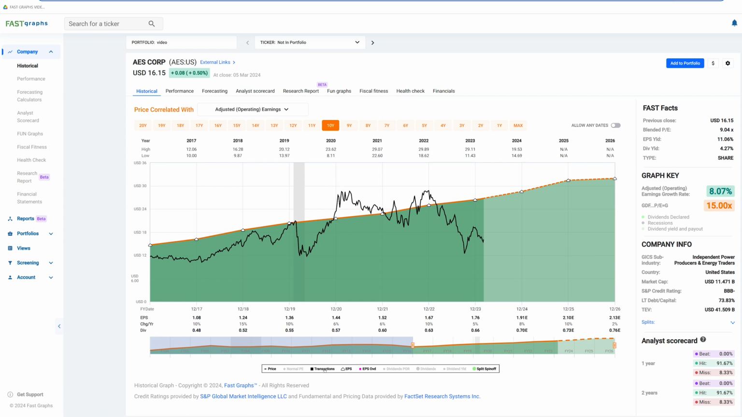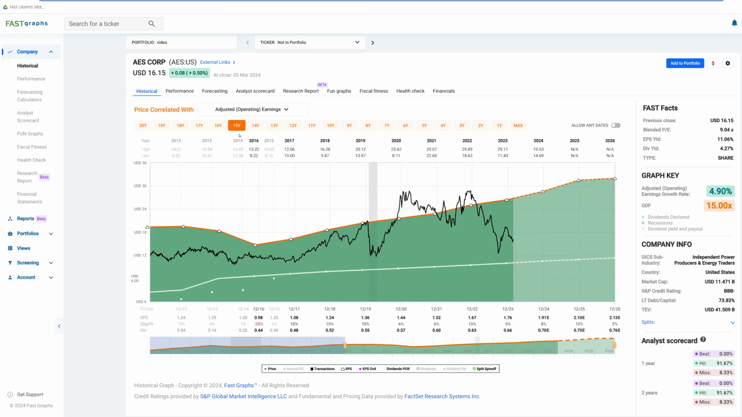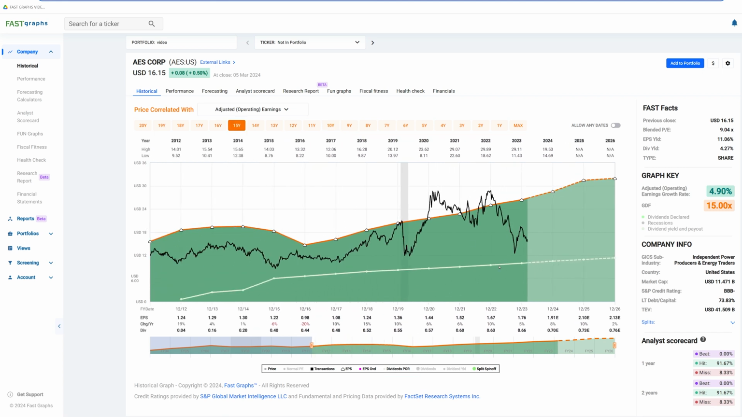All right, so now I want to bring dividends into the equation. So I'm going to click down here in this legend, the dividends and the payout ratio. All right, and I'm going to expand this a little bit so we can see some things. And one of the beauties of FAST Graphs, I see that AES started paying their first dividend in 2012. And I see that they started out paying 4 cents, and their payout ratio was only 3.2%. You can see that graphically on FAST Graphs.